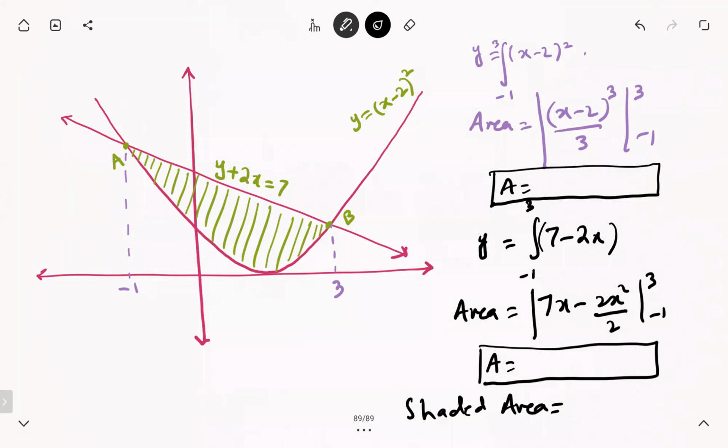Yes, Aiza is saying it's 20 and 28 by 3. 28 by 3 is 9 point something, 9.33. Seven minus 2x, 7x minus this 2x squared by 2.